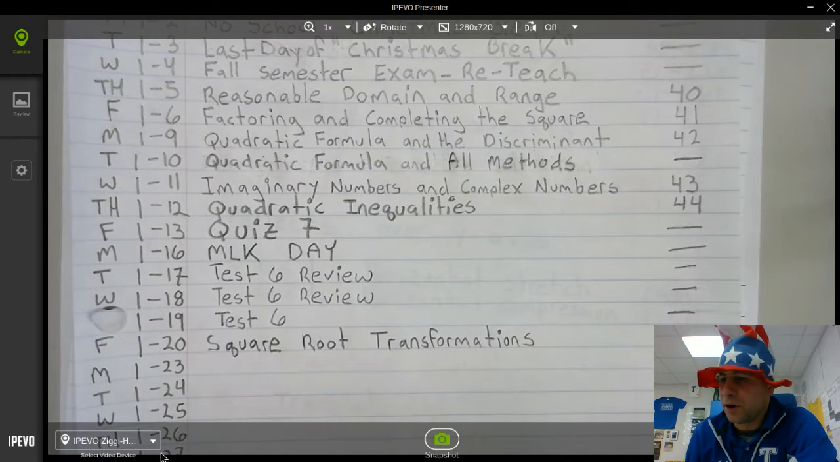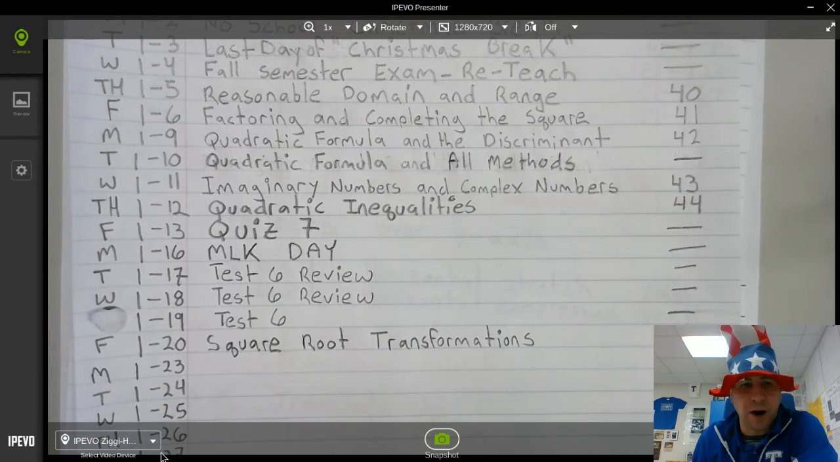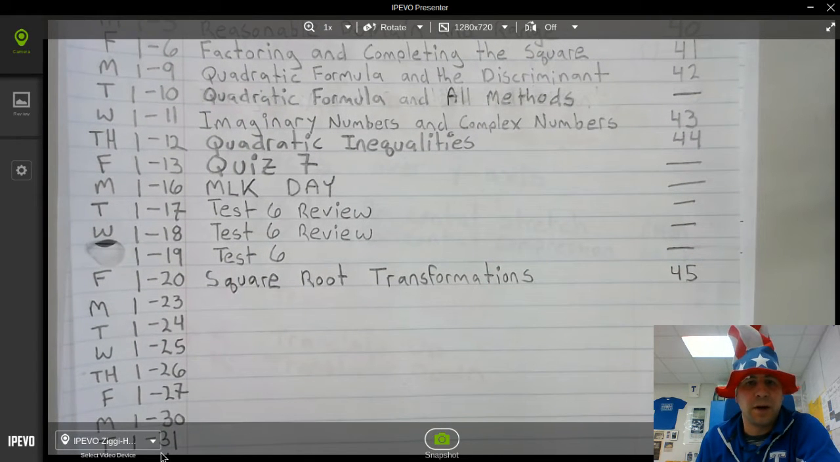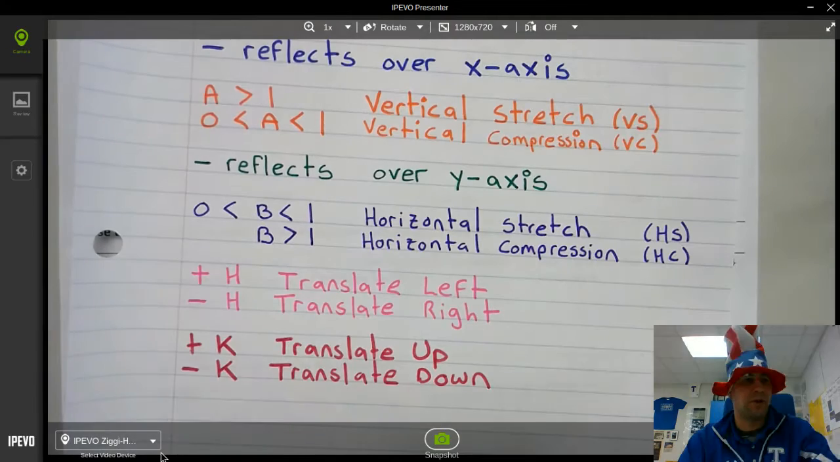Welcome again, Wildcats. All right, so today we're looking at Friday, September 20th, and we're going to be doing square root transformations on page 45. So if you would, pause your video and update your table of contents. All right, now that your table of contents are updated, let's take a look at our notes.